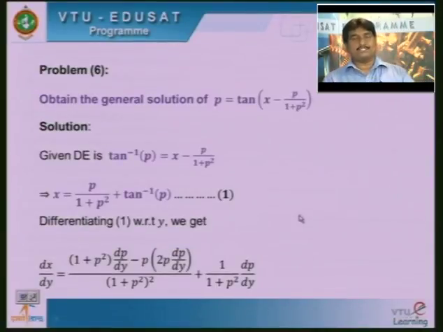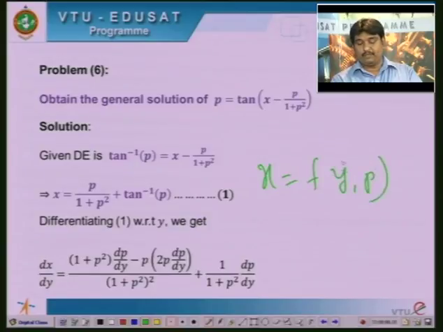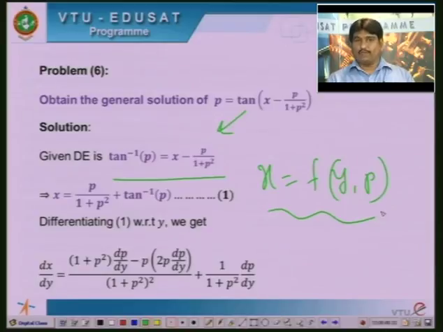Now problem number 6. Obtain the general solution of p equals tan of (x minus p divided by 1 plus p square). First step, as you have to express this as x equals a function of y and p, you take tan inverse on both the sides to get tan inverse p equals x minus p divided by 1 plus p square. So with this we get x equals p by 1 plus p square plus tan inverse of p. So it is in the form of x equals f of y and p, standard form.